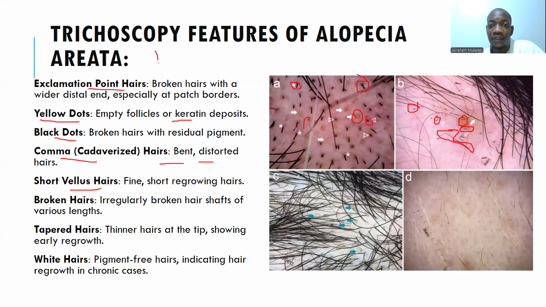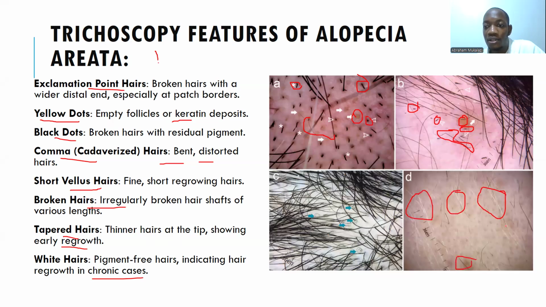And then you can also see short vellus hairs. As you can see, that is a vellus hair, that one that is moving like that. Even this one there is a vellus hair. And you can also see broken hairs, and then also tapered hairs, thinner at the tip, also showing early regrowth. Then you can also see white hairs, which we call graying, that commonly occurs in alopecia areata, as you can see in this picture here. That is graying. You see those white hairs.